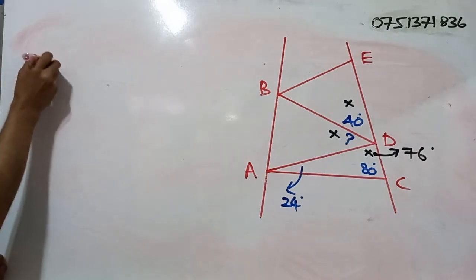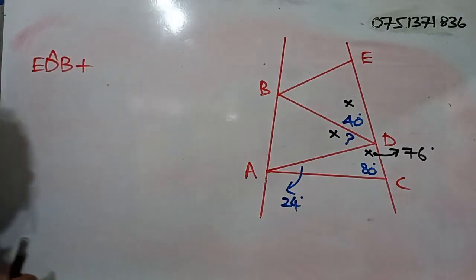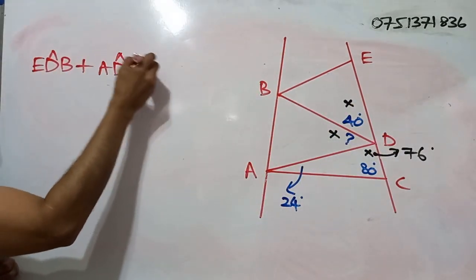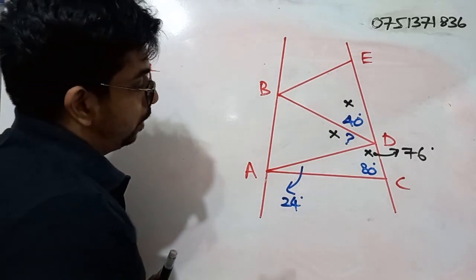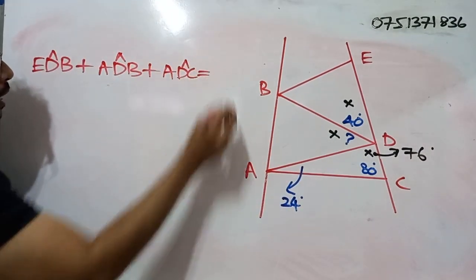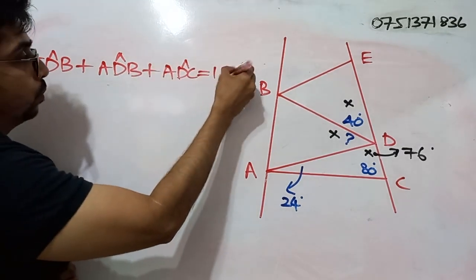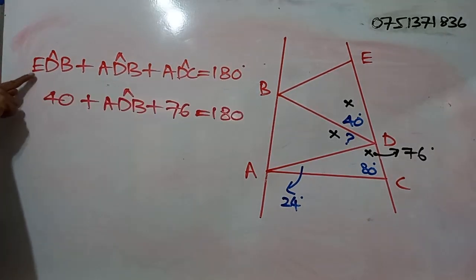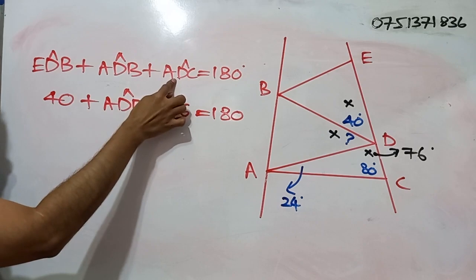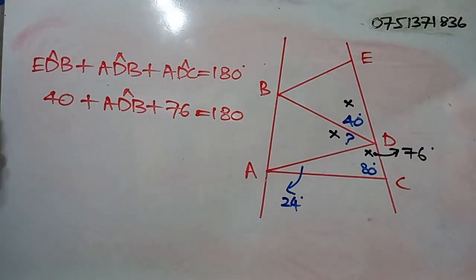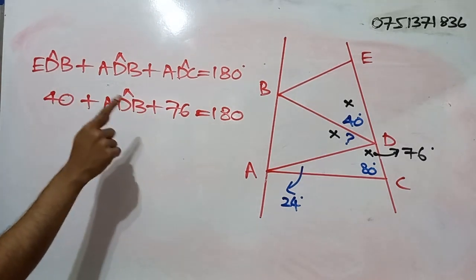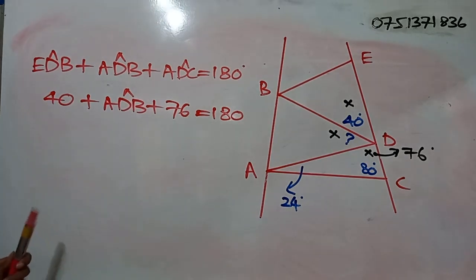EDB angle plus ADB angle plus ADC angle. So what is that equal to? 180 degrees. So EDB is 40 degrees. ADB is the angle that we need to find. ADC is 76 degrees. So 40 plus 76. 40 plus 70 is 110. 110 plus 6 is 116.